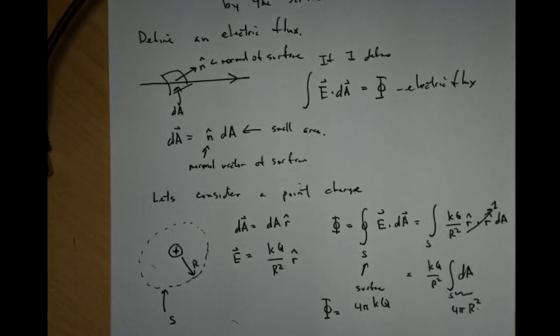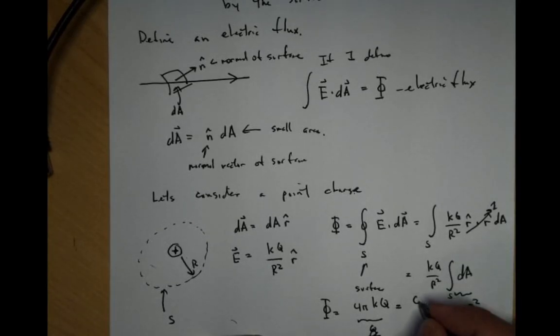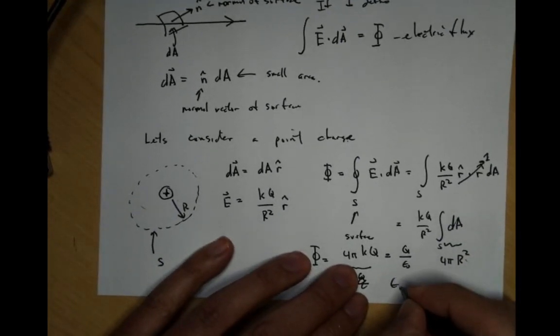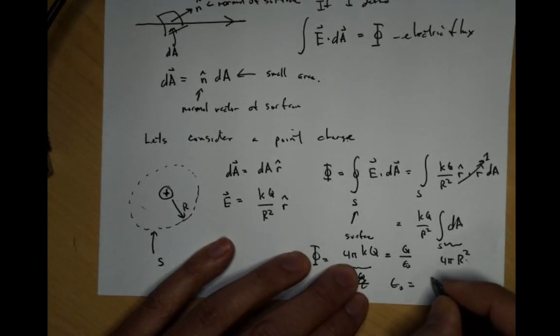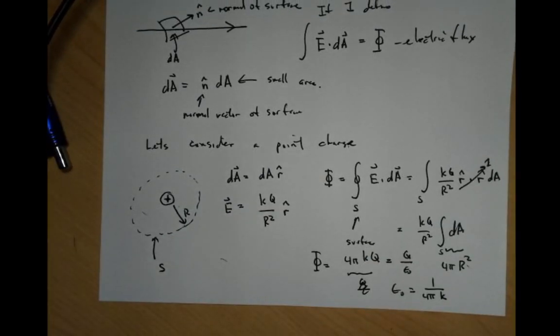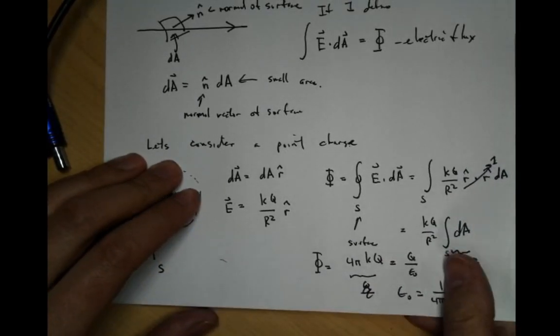I'm going to define this as q over epsilon naught, where epsilon naught is equal to 1 over 4 pi k. This has a special name: it's actually the permittivity of free space. But we will not get to that yet; we will get to that later. For now, you can think of it as just epsilon naught.